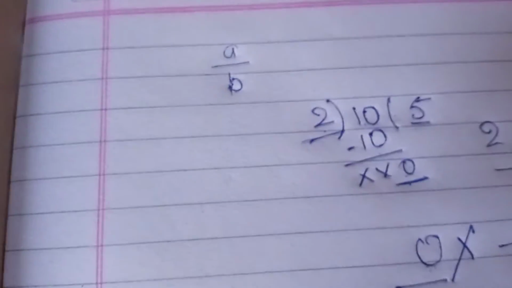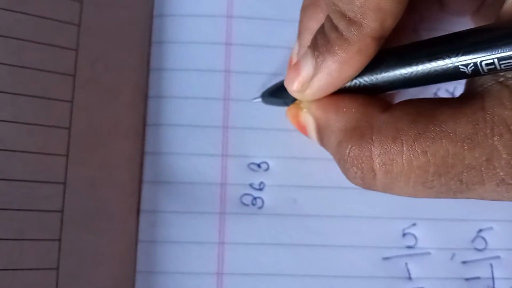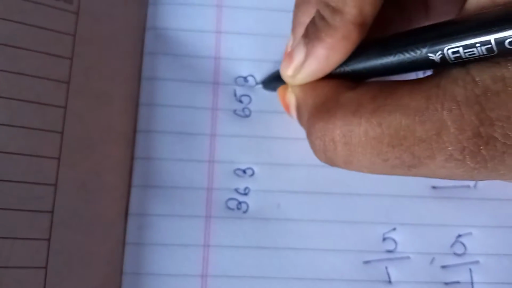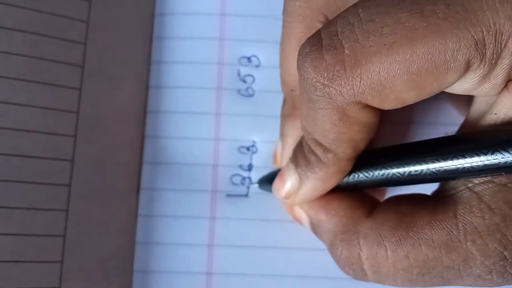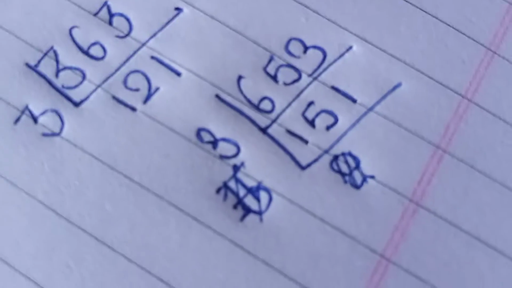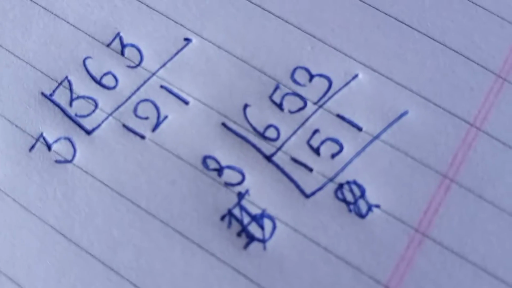To make that formula, first write the number here, that's 363, and here 653. Then what should you do? Divide it like this. How to find the SCF? We'll find the SCF of both. See, here we have found out the SCF.